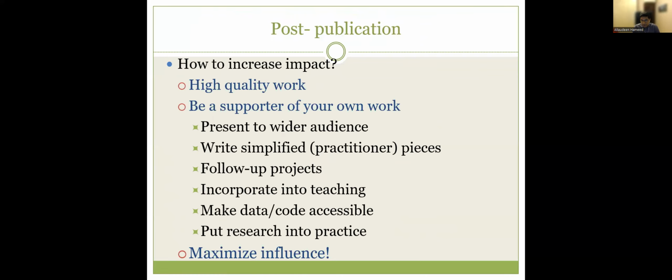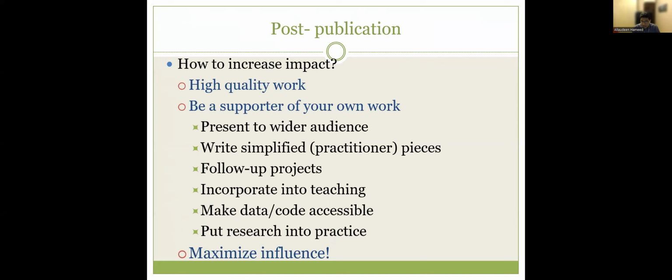How do you market the paper? Again, it's important to do high quality work. High quality work, no matter where it's published, eventually will get recognized and cited, and it influences the field. And be a supporter of your own work. Be a believer in your own work.